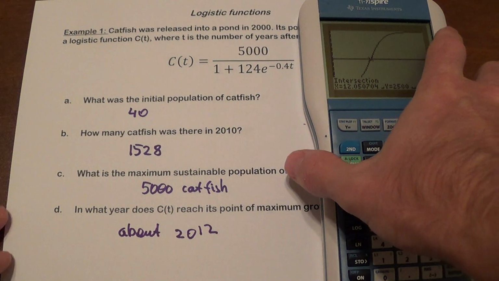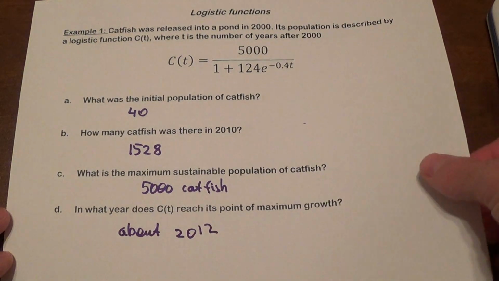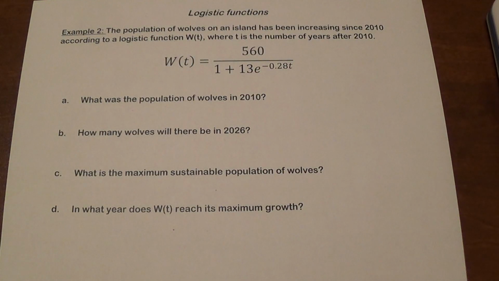Okay. I have another problem very similar to this one. Now we're dealing with the population of wolves on an island that's been increasing since 2010, according to the logistic function W of t, where t is the number of years after 2010. This is our function. And we have questions: what was the population of wolves in 2010? How many wolves will there be in 2026? What is the maximum sustainable population of wolves? And in what year does it reach its maximum growth?